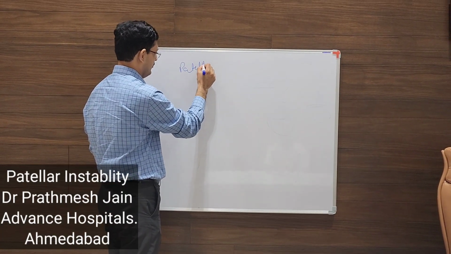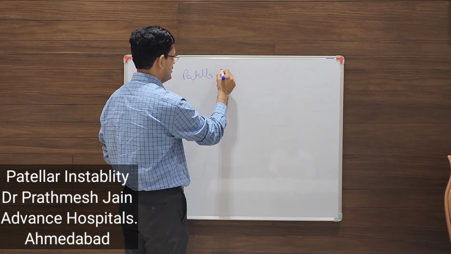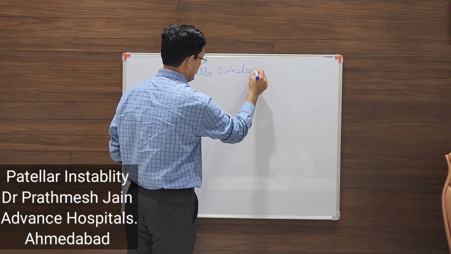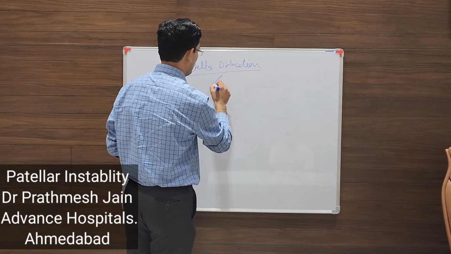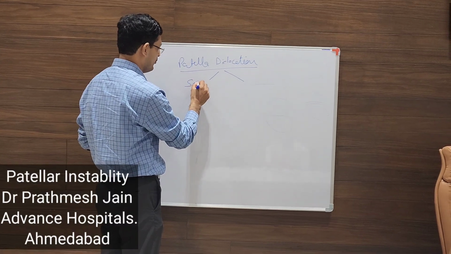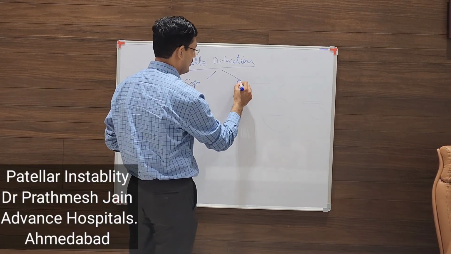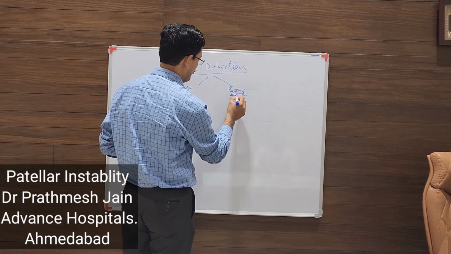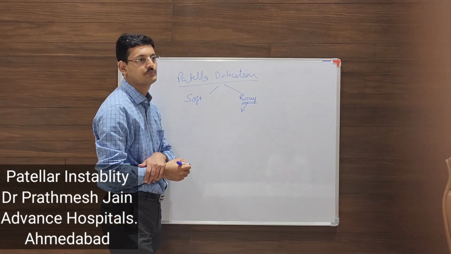Only factor is the trochlea. Very good. So patella dislocation. So if the patella is dislocating laterally, what are the main components for that? So one is a soft tissue component and one is a bony component. So very good. So you are telling about bony components. So what are the bony components?